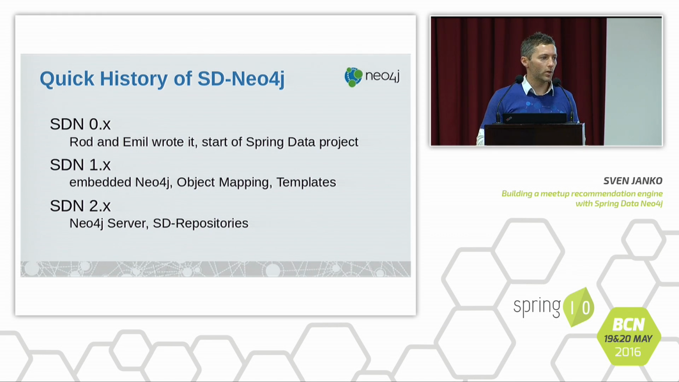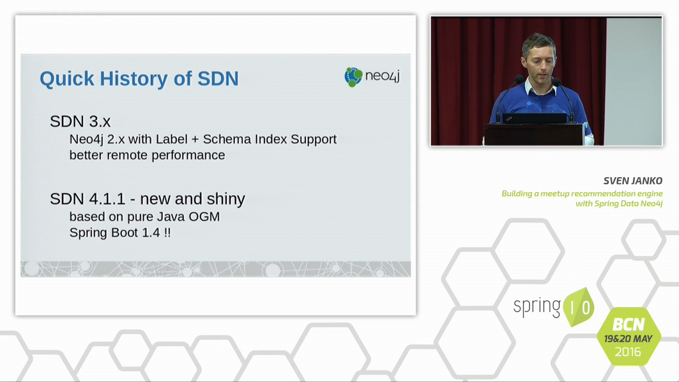After that, SDN 1 has been released with some new features regarding embedded Neo4j and object mapping and templates. We will see that later if we look into some code examples. And then after that, version 2 supports Neo4j server and also the repositories, which we also see in the code example in a few minutes. And then with Neo4j in version 2 released, we added support for labels and schema indexes, and that's what SDN version 3 deals with mainly.